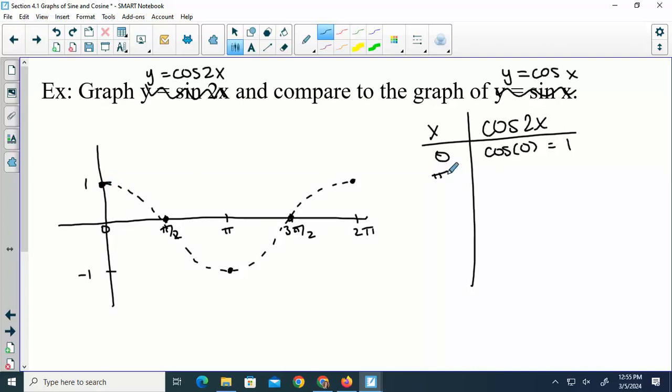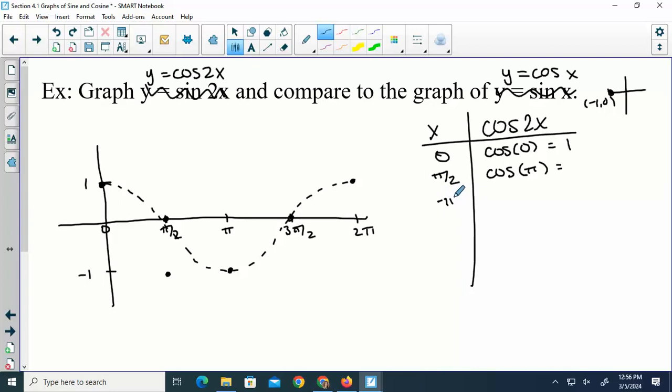If I put in pi over 2, 2 times pi over 2 is pi. What is the cosine of pi? Negative 1. Why? Think about your unit circle. Pi is here, your x is negative 1. So at pi over 2, I got negative 1.